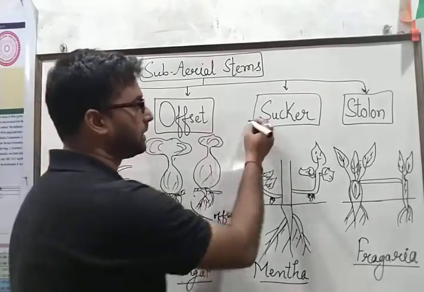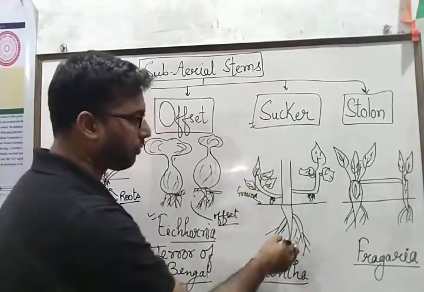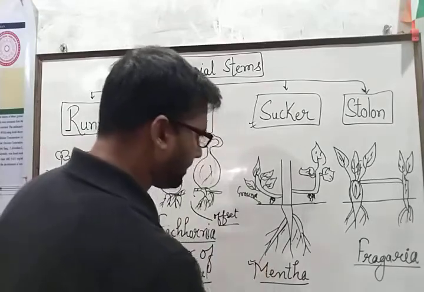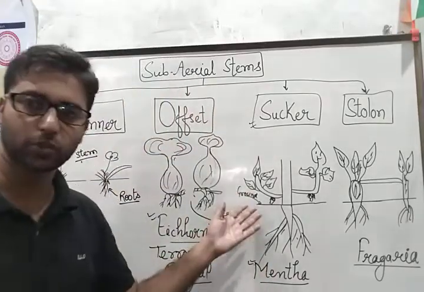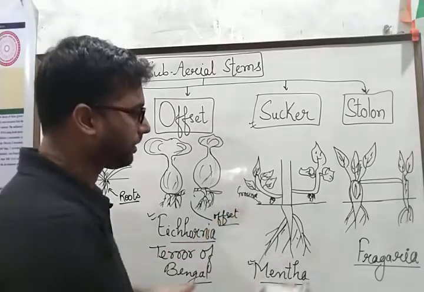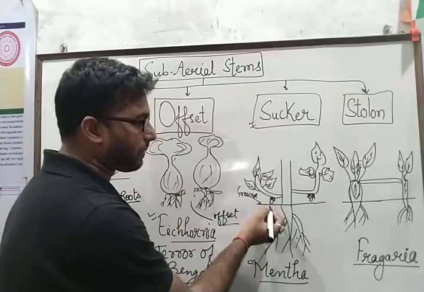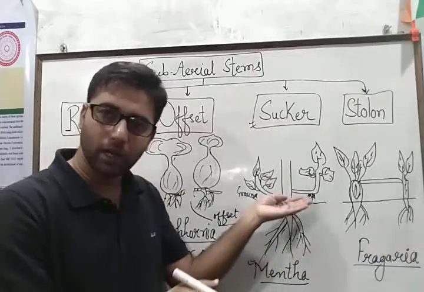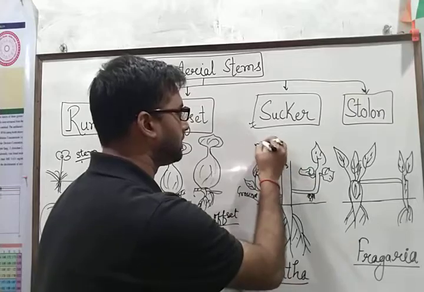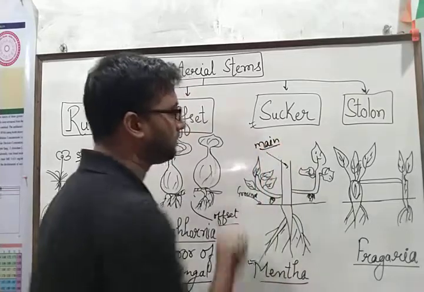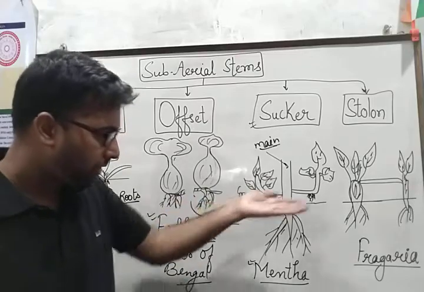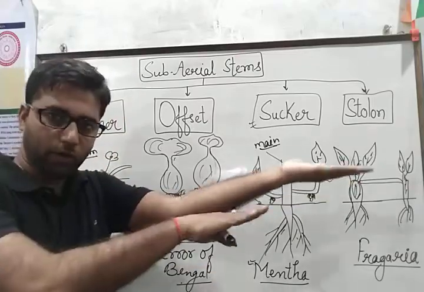What happens in the sucker? That is a woody plant; the best example is mentha here. Sometimes chrysanthemum is also considered for such type of structures. Above the ground, you see, it is the main stem. This is the main stem, and these are the side branches. Branches grow parallel to the ground.